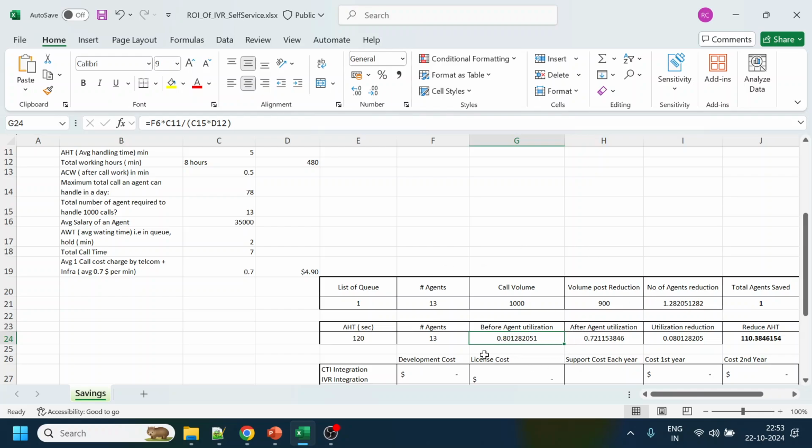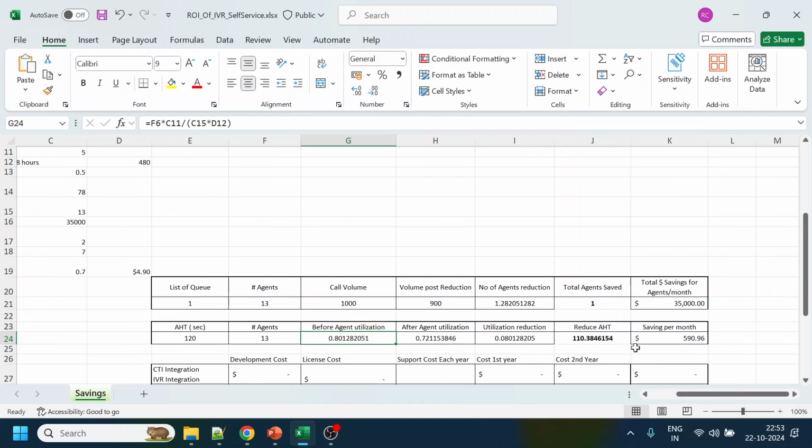So this is used to calculate the calculations. Okay, so don't worry about that. So at the end, what you get is reduced AHT time, like 10 seconds less in the contact center, right? So this is what you get over here, which gives you the saving of 590 minutes.